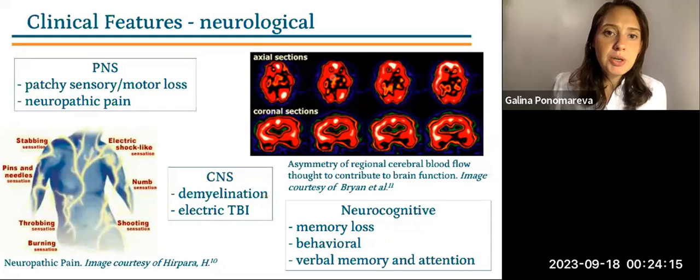This is a functional MRI of a patient who was struck by an electric shock, and it shows the asymmetry of cerebral blood flow. You can see here the lighter areas have less cerebral blood flow, and this is thought to contribute to the neurocognitive changes by Brian et al.